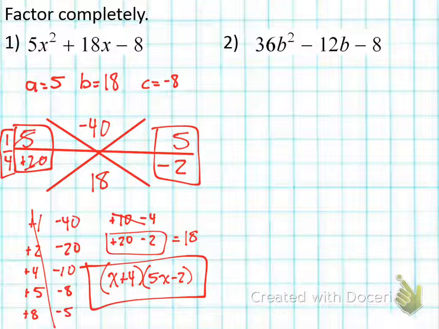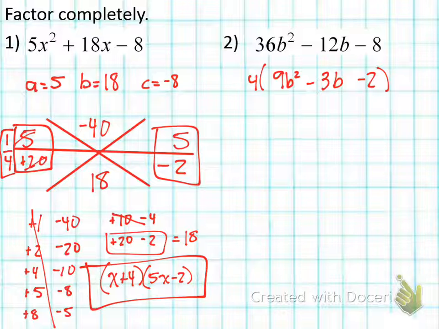Number 2, we have 36b squared minus 12b minus 8. First thing I'm doing is I'm checking for a GCF. Is there a GCF on number 2? Yeah, we could take out a 4, right? Because if we take out a 4, we get 9b squared minus 3b minus 2.